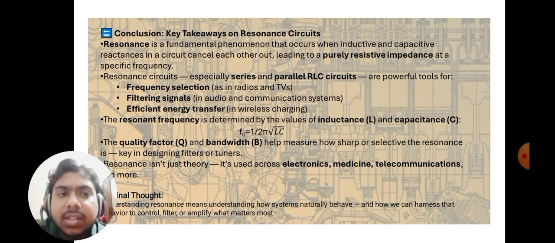Resonance isn't just a theory, it's used across electronics, medicine, telecommunications, and more. Understanding resonance means understanding how a system naturally behaves and how we can harness that behavior in order to control, filter, or amplify what matters the most to us.